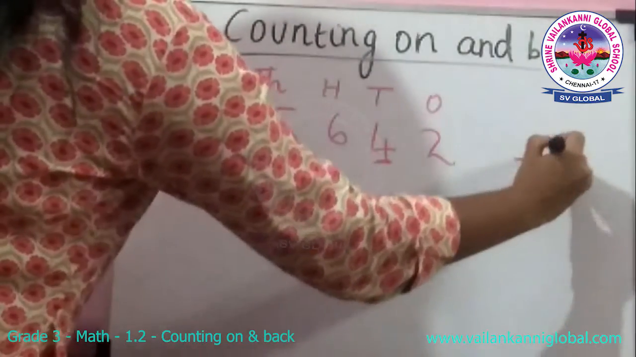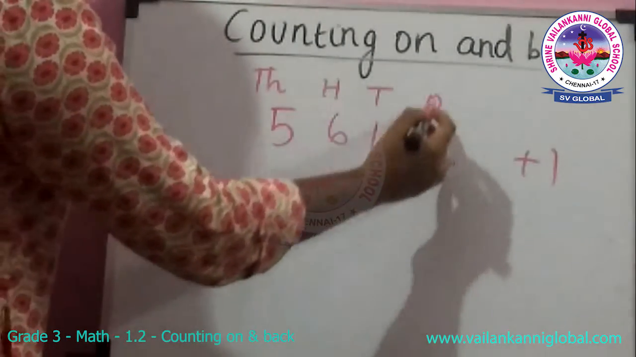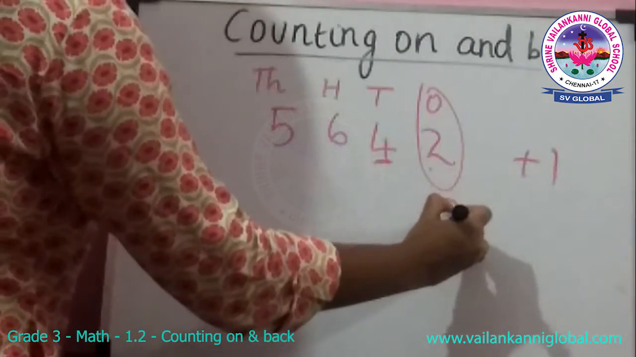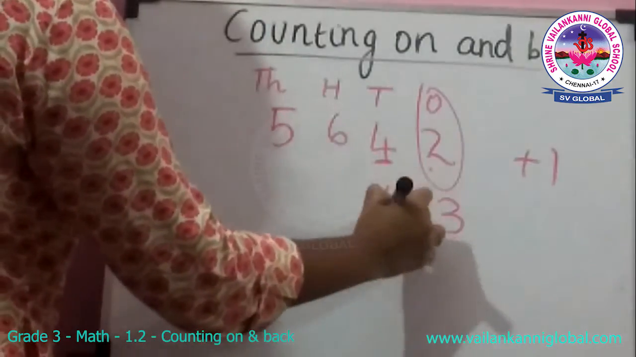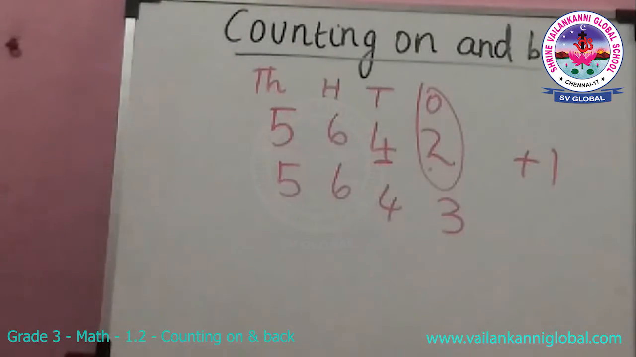If you want to add plus 1, for example, if you want to add 1 to this number, where is 1? Here, this 2 is in the 1's place. So only this will change. 2 plus 1 will become 3. Other numbers will be as it is. So this is how you can add numbers.